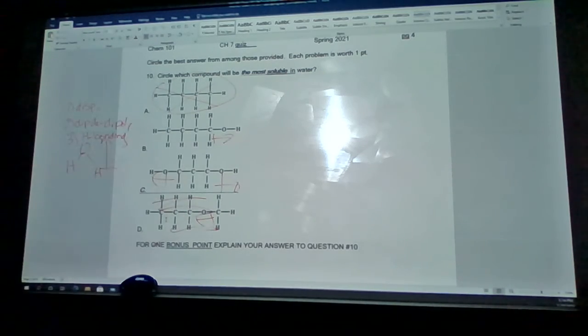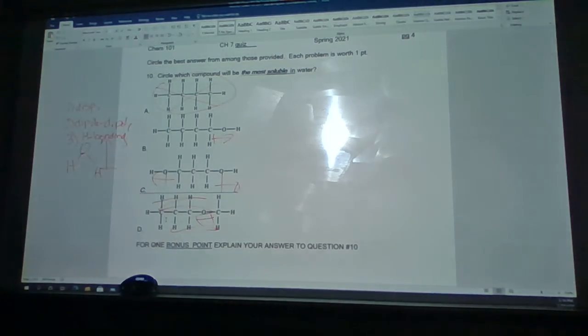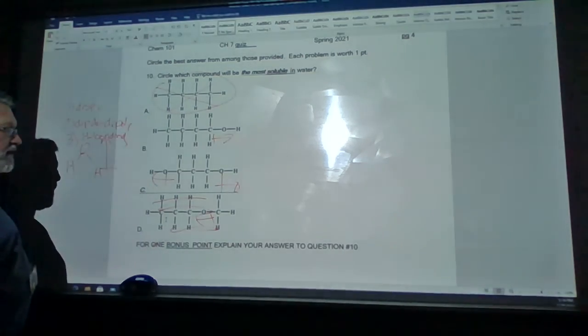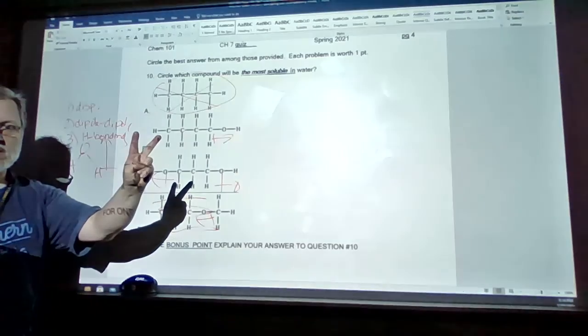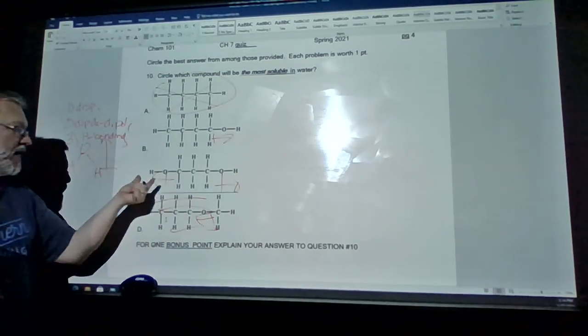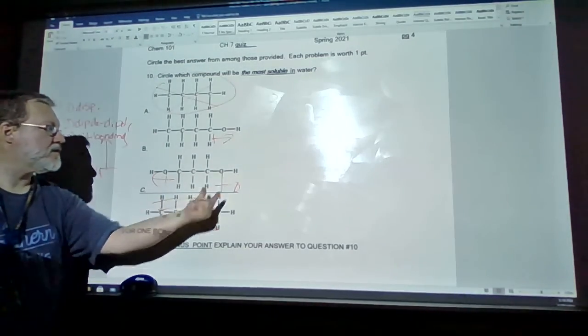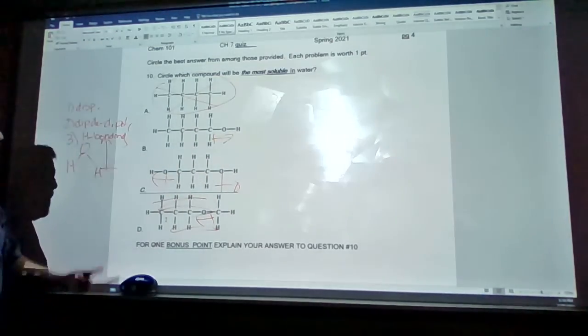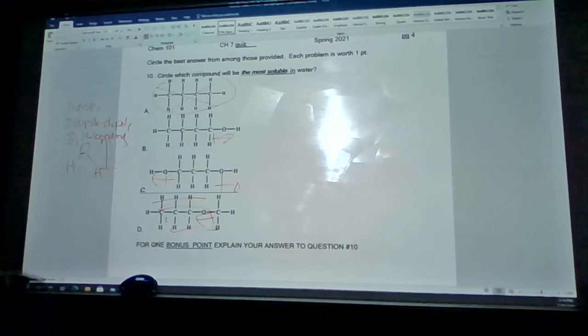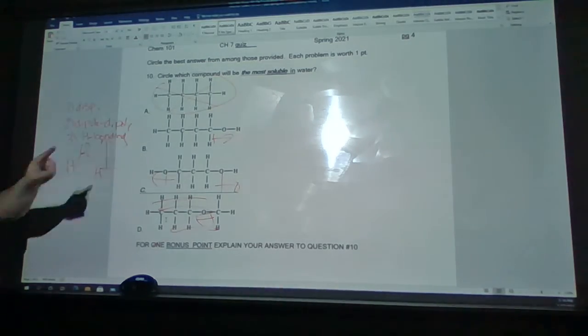Does this molecule have hydrogen bonding? Do we have a hydrogen directly bonded to an oxygen? Yes, we do. Here we have two sites of hydrogen bonding, here and there. In this molecule, we only have one right there. So C would be more soluble in water than B.